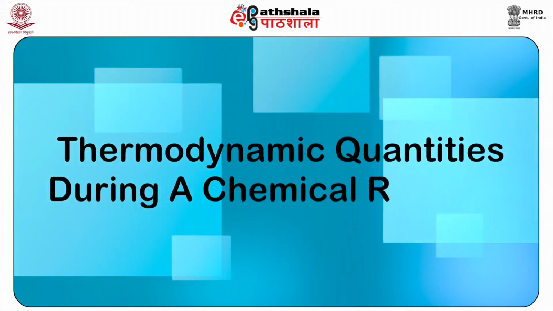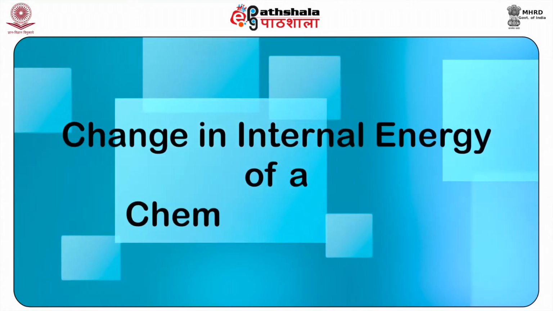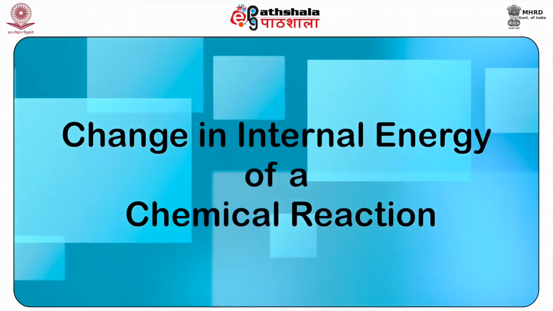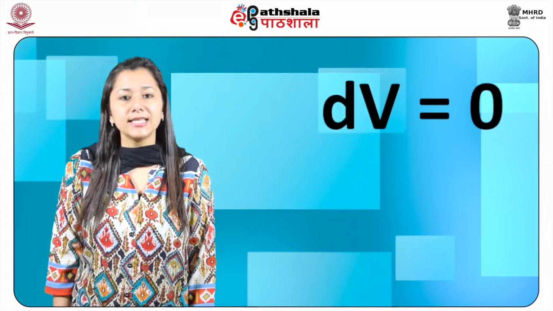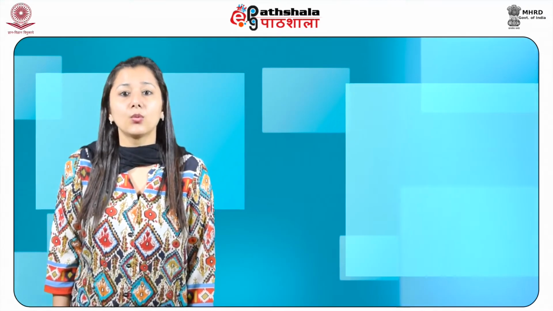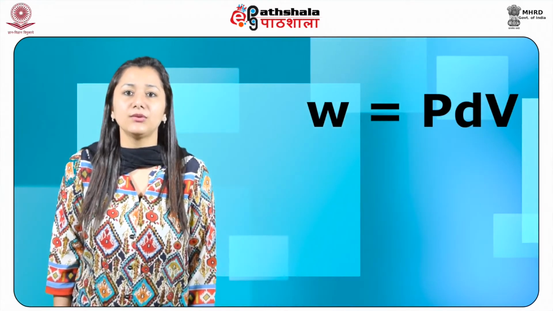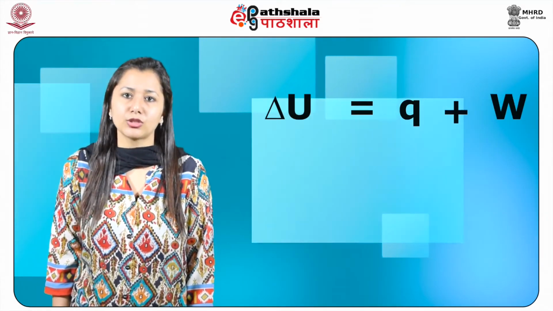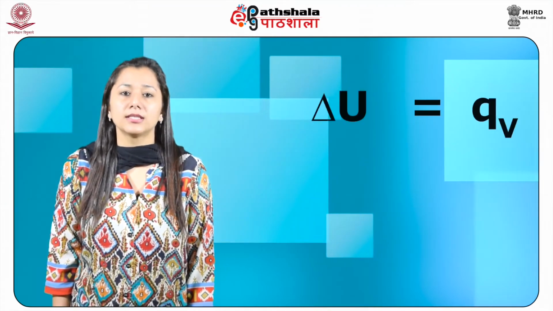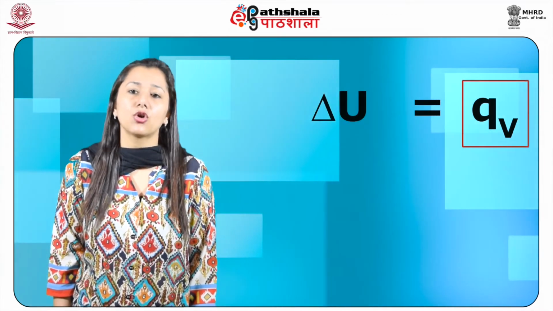Now we shall see the change in thermodynamic quantities during a chemical reaction. First, we shall see the change in internal energy of a chemical reaction. Consider a chemical reaction during which the temperature and volume is kept constant. That is, dV is equal to zero. Thus, work done W is equal to zero as W equals P dV. Therefore, the equation of first law, that is delta U equals Q plus W, becomes delta U equals QV. QV stands for the heat exchanged at constant volume.